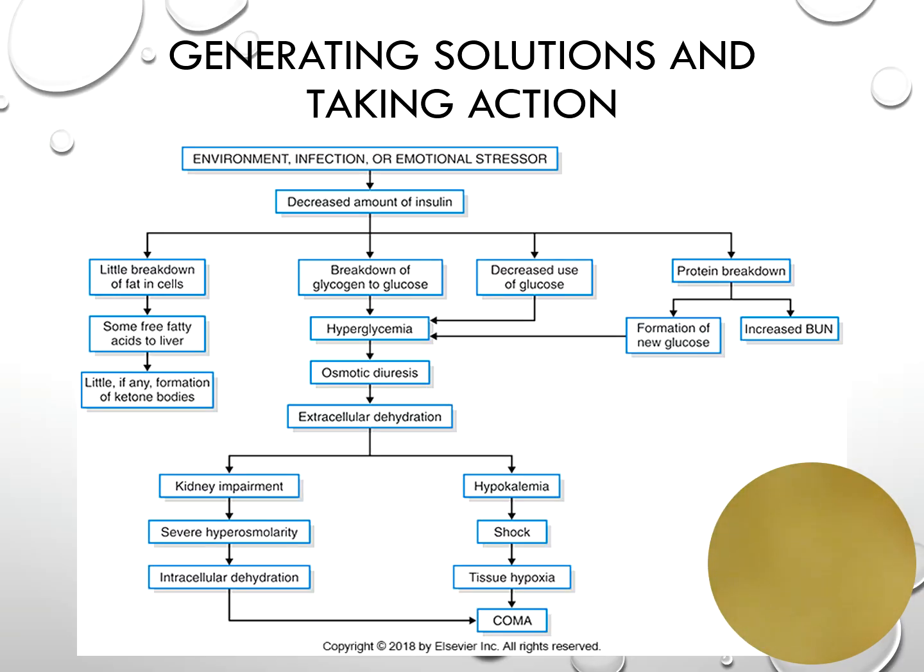What do we do for HHS? Well, a lot of it will be very similar to DKA, but there are some differences. The first priority is going to be fluid therapy. We need to increase that blood volume. With shock or severe hypotension, we're going to give normal saline. Otherwise, we will administer 1/2 normal saline.